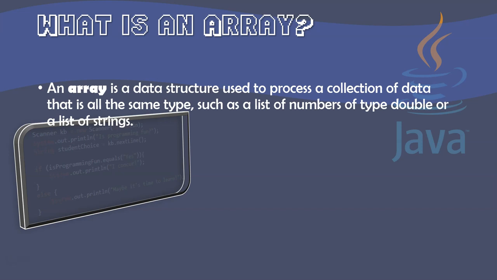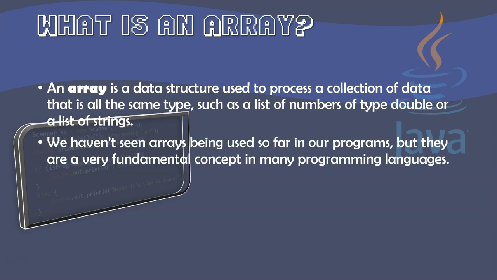Well, an array is a data structure used to process a collection of data that is all the same type, such as a list of numbers of type double or a list of strings. In fact, there are more data structures out there, but the array is the most primitive, easy version for us to learn first before we get into more complex data structures later on. Now, we haven't seen arrays being used so far in any of our programs, but they are a very fundamental concept in many different programming languages.